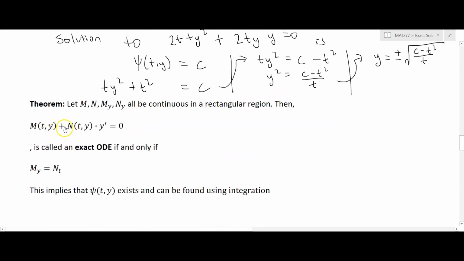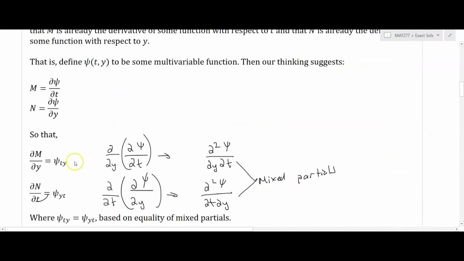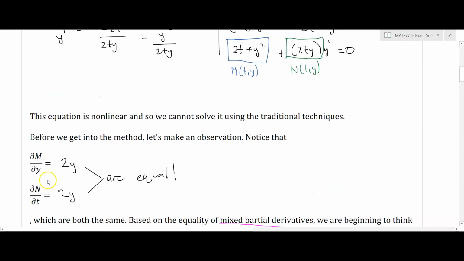Then M of t,y plus N of t,y times y prime equals 0 is called an exact ODE if and only if the derivative of M with respect to y is equal to the derivative of N with respect to t. And this right here should be a t. Now this condition has to be true because remember, that's the one thing that we built this whole foundation off of, is the fact that those partial derivatives were equal.